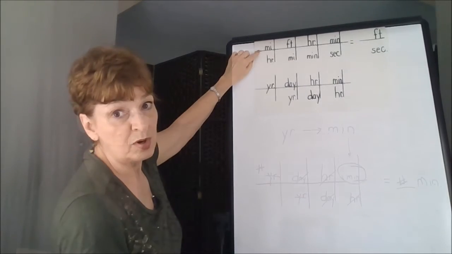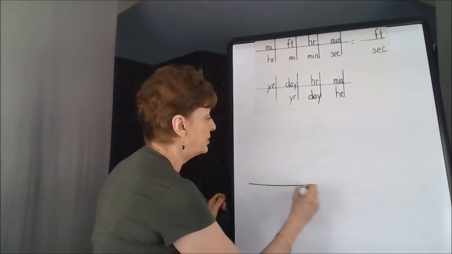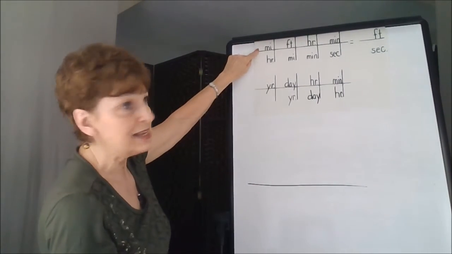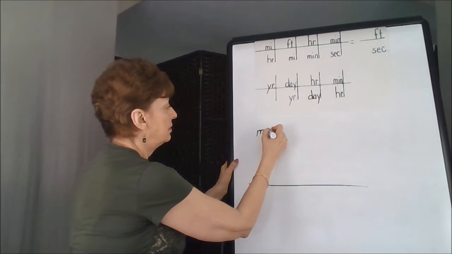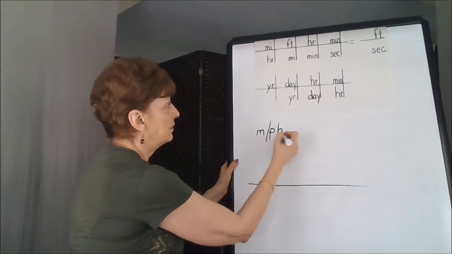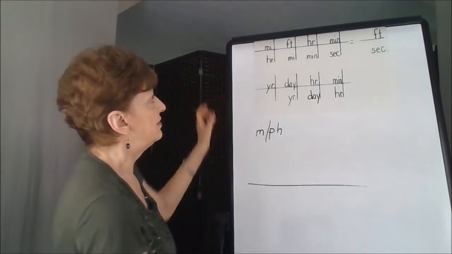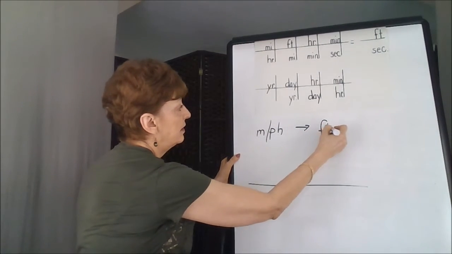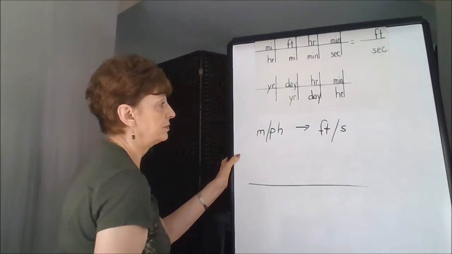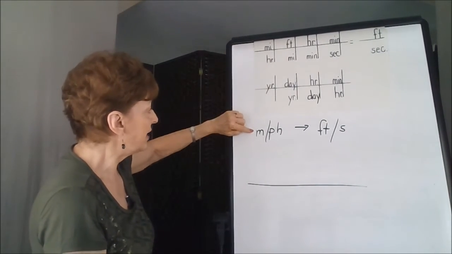Here's one that's a little more complicated, but I will give this example to you. In this case, we're changing miles per hour. And we're going to be ending up with our feet per second. That's what they want us to do, feet per second. So we're going to start out with our miles per hour.